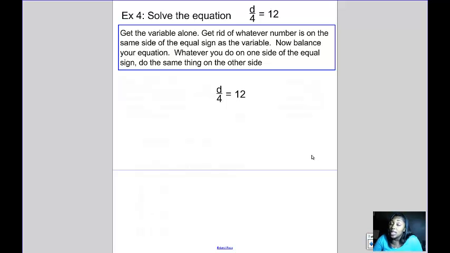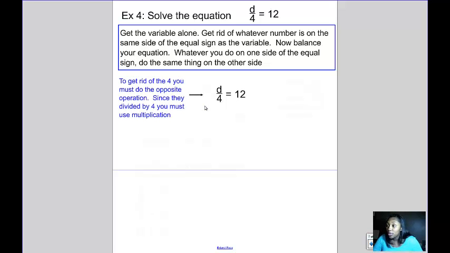Our last example is a division example. So we have d divided by 4 equals 12. Again, we're following the same rules as all of the other equations. So we're going to get this variable alone. So d wants to be alone. That means we got to get rid of the 4.